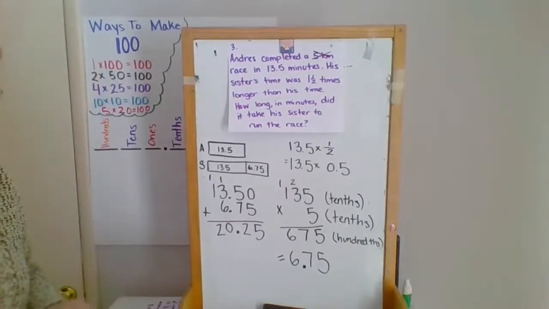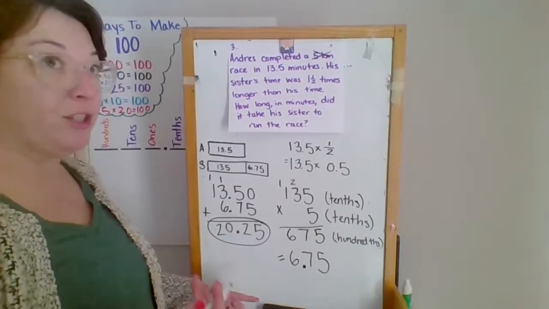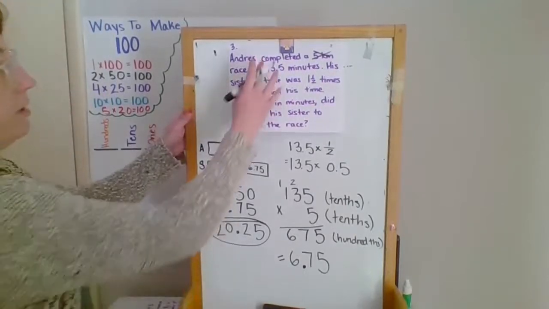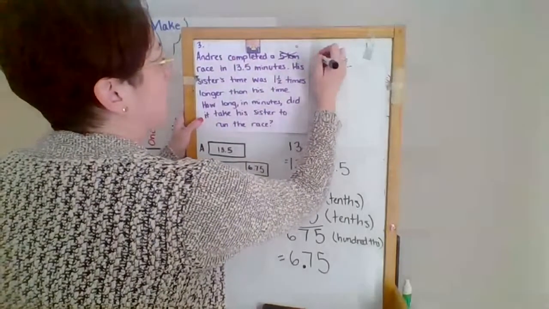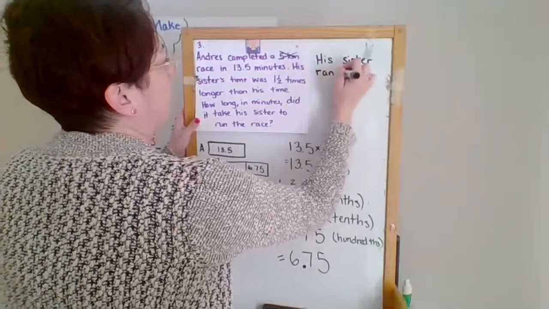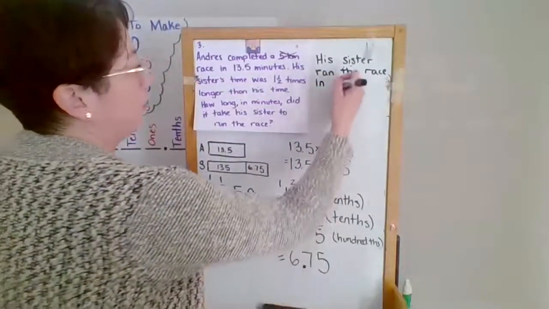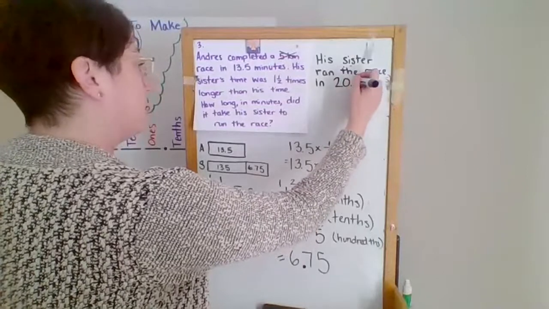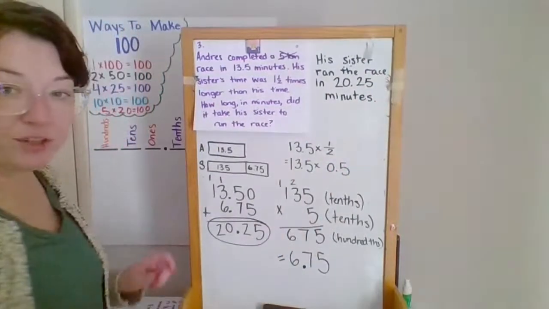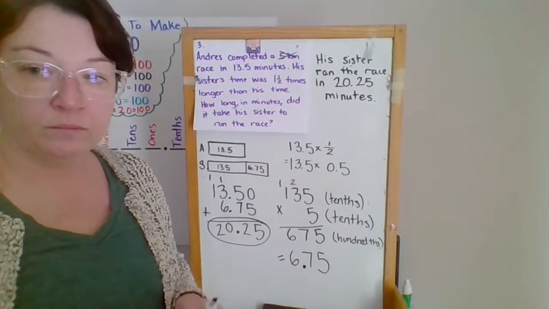So it took his sister 20 and 25 hundredths minutes to run the race. So we would do our answer statement. His sister ran the race in 25 hundredths minutes. Don't forget that answer statement with your unit on there. Okay.